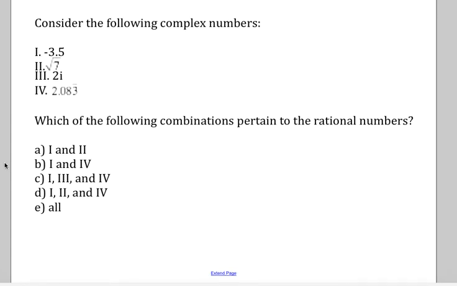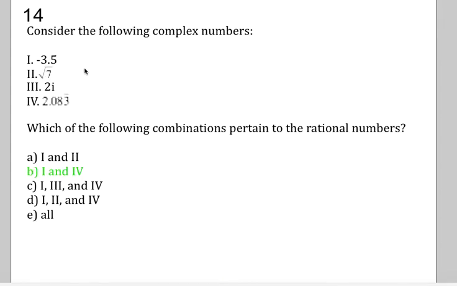All right, so 14, hopefully you all got. The answer is B, 1 and 4, right? Negative 3.5 is something that can be rewritten as a ratio or rational number. Square root of 7 is irrational because it's non-perfect. 2i is imaginary, so it doesn't even fall within the real number system. 2.083, there is a hat on top of that, so repeating decimals, you can write them as rational numbers. So that's 1 and 4.